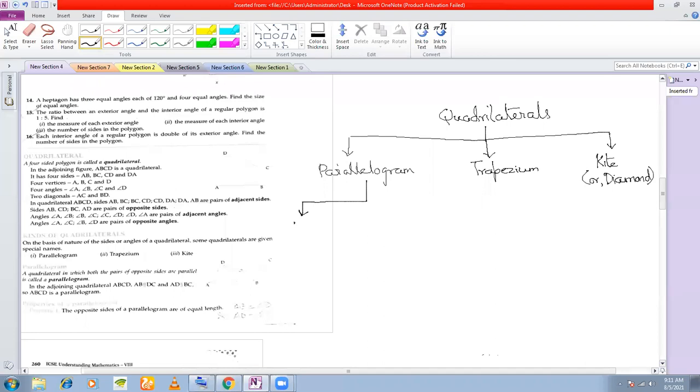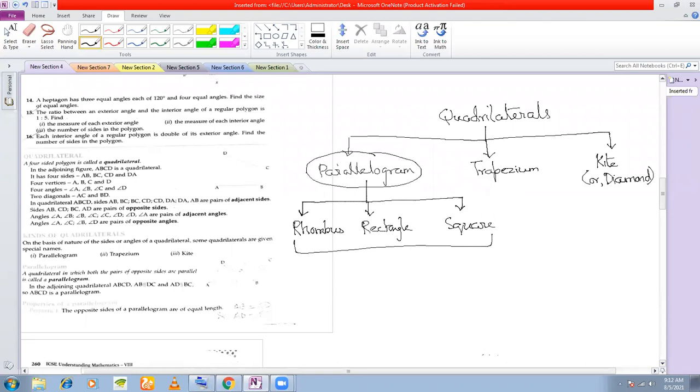Under special types of parallelograms, you first have rhombus. Then you have rectangle. And then you have square. So these three are actually special types of parallelograms. All the properties of parallelograms that we discuss will hold for all these three. So rhombus is also a parallelogram, rectangle is also a parallelogram, square is also a parallelogram.